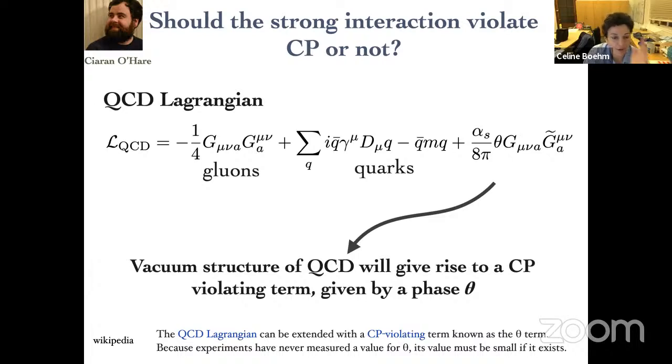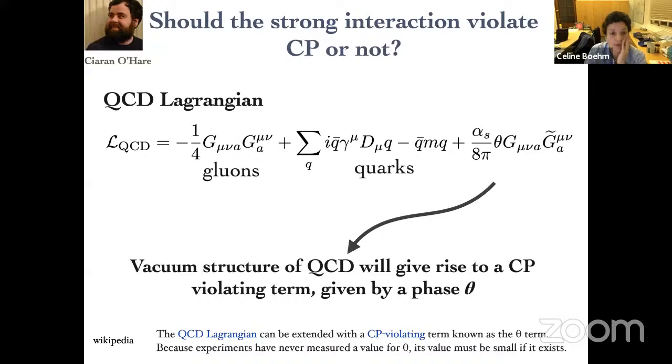Thanks. So you have a QCD Lagrangian, which is written here, in which you have a part which describes the gluons, another part which describes the quarks, and then you have this interaction, the last term. The last term, in principle, can give rise to a CP violating term. This is controlled by a phase, which is called theta. Theta can be in this term, but in practice, we don't feel it. So it must be small. Why is it small, and in fact, why is it potentially zero?